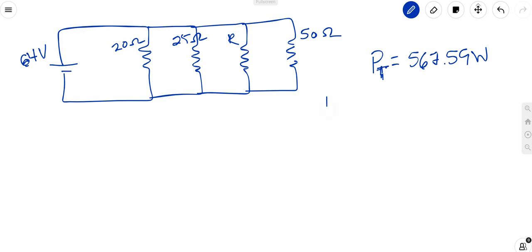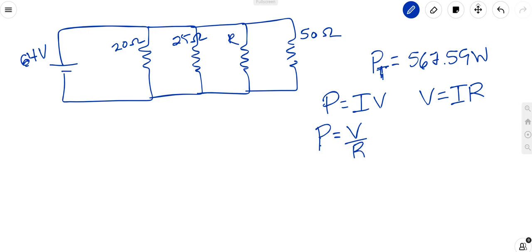So if you remember, power is I times V. V is I times R. If I rearrange V equals I times R, I can get that I is V over R, so power actually becomes V over R times V, or V squared divided by R. So I'm going to use that equation to figure out the total resistance because I'm using the total power.